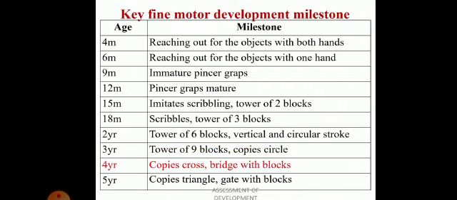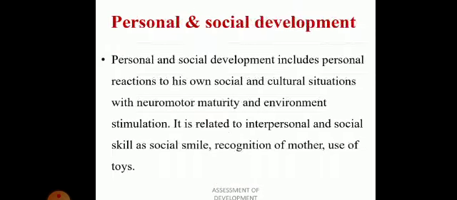Then at the age of 4 years, the child will be able to copy the cross, okay, different figures with the blocks. Okay, so all this will be possible. And at the age of 5 years, the child will be able to make the triangle, okay, different other pictures also with blocks. Now, personal and social development.